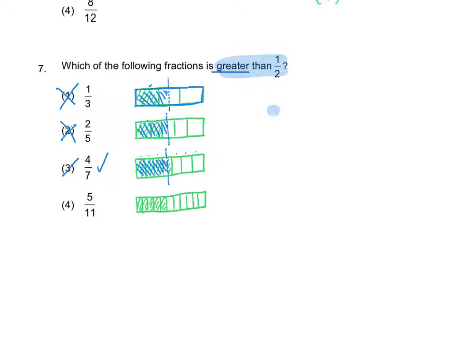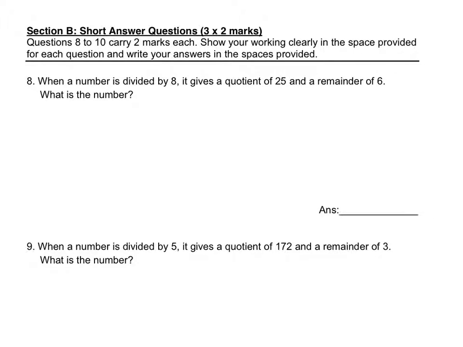Let's just do a double check for option 4. 11, we have 11 units. We cut it into half, it should be a 5.5 this way. And then you shade, you realize that the green is smaller in size than the blue, so this is not correct. So your answer is indeed number 3. Let's go on to the last page.